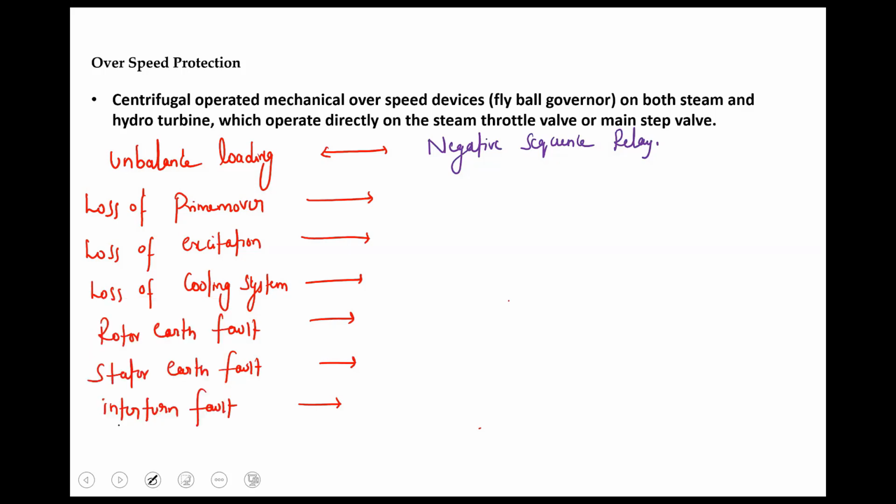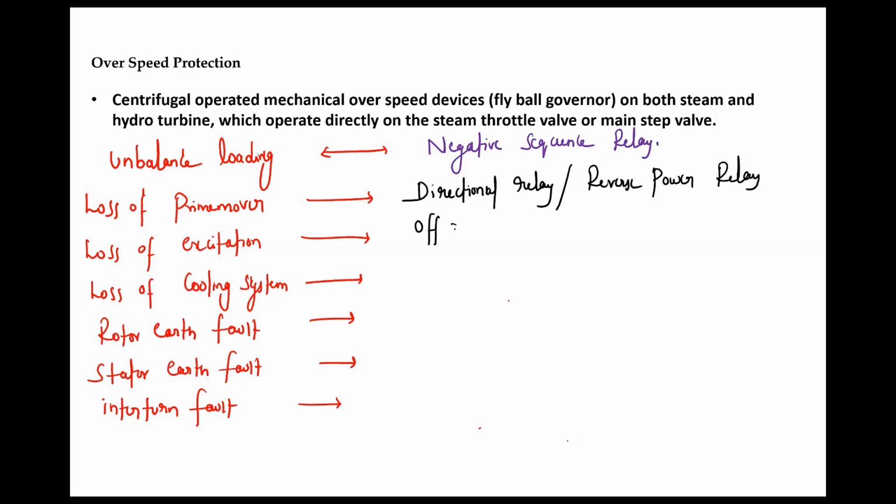For loss of prime mover, we use what? Directional relay. It is also called reverse power relay. Loss of excitation, we use offset Mho relay. Loss of cooling system, we use thermal relays, or thermocouples embedded inside the stator winding, for 30 megawatt and above machines.